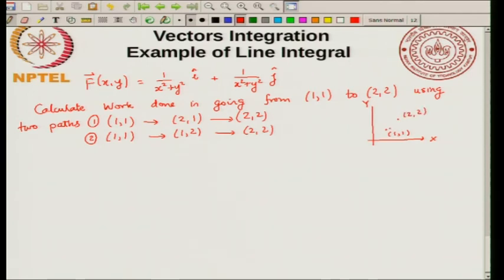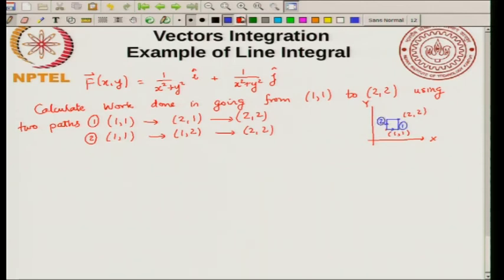And you do two paths. So, in the first path you go from (1,1) to (2,2), just using two different colors. The first path you go this way, in the second path you go this way. So, this is 2, this is 1. So, how do you calculate the work for both of these?